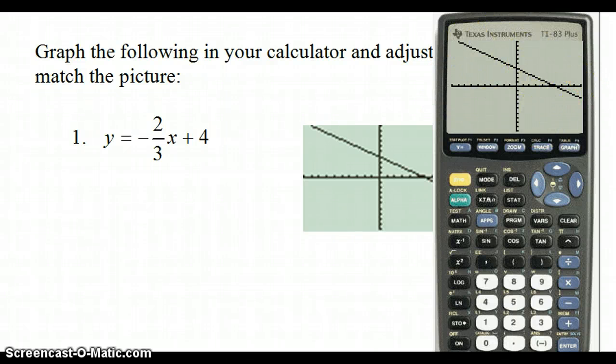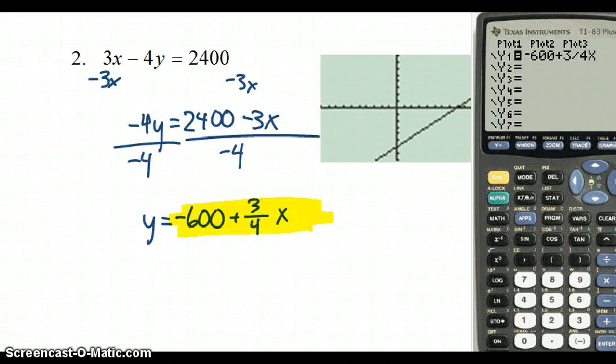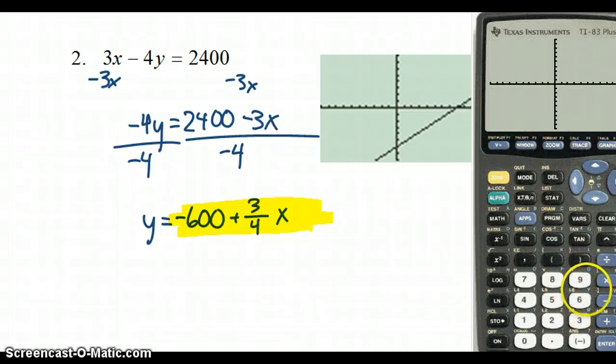Good. It matches the picture. However, this last one is not in slope-intercept form, so we're going to have a really hard time plotting it on the y equals screen because it's not in y equals format. So I want you to pause the video and manipulate these numbers, change this equation so that it's the same value, but it's y equals something. This right here is good enough form for us to put in our y equals screen.